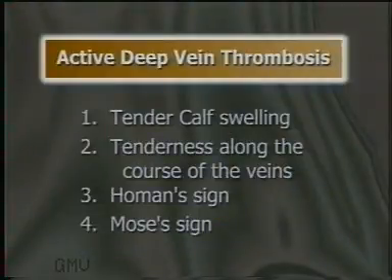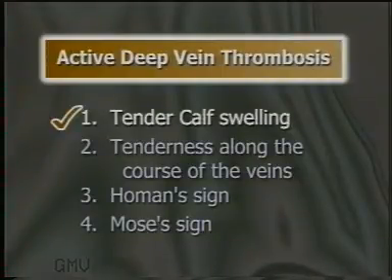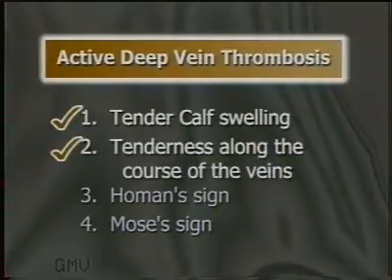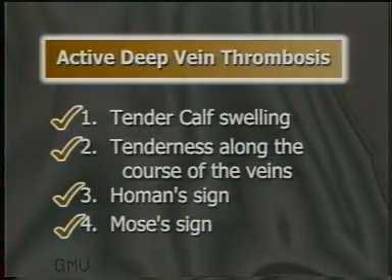Now we will look for active deep vein thrombosis. For this, look for tender swelling of the calf. Palpate for tenderness along the course of the femoral vein, popliteal vein, and over the calf muscles for the posterior tibial veins. And lastly, look for the Homan's sign and the Moses sign.